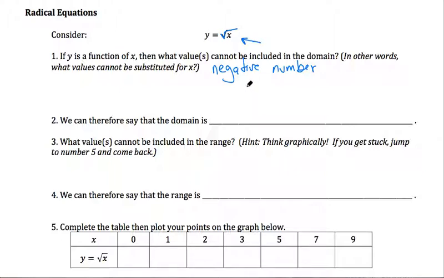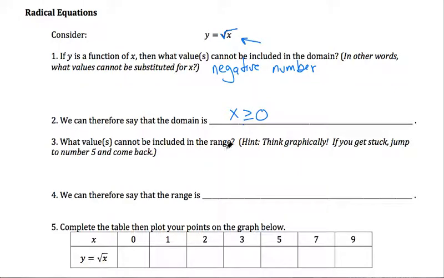Can we take a square root of 0? We can do that. So we can say the domain is x is greater than or equal to 0, because it can be 0, it can't be anything less than 0, anything bigger than 0 is totally fine. So if we take square roots of that, then what are we going to get out as our outcome?